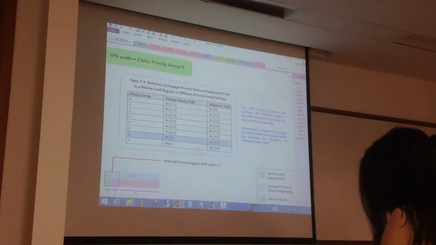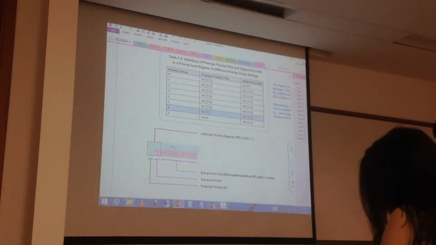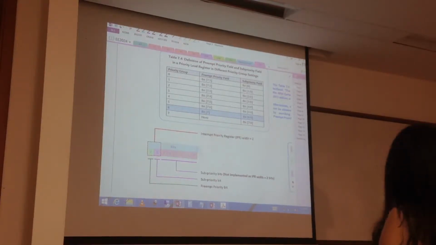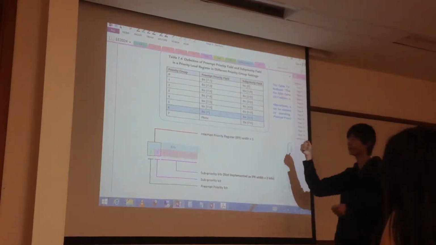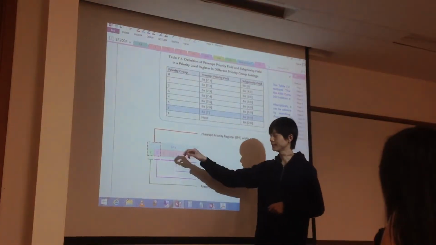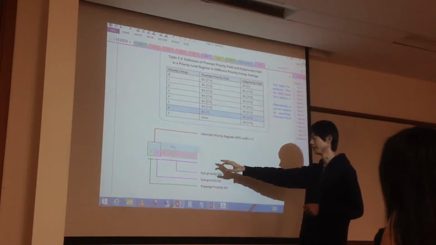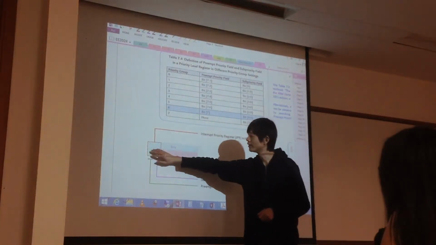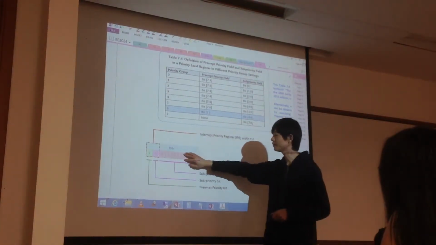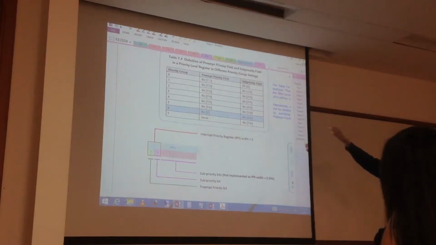Let us say, or rather, when we talk about interrupt priority or preempt priority or sub-priority, let us consider 8 bits. Actually, it is 32 bits, but this one will be covered in lecture. Let us say it is 8 bits. When you deal with this thing, you will say it is 8 bits.